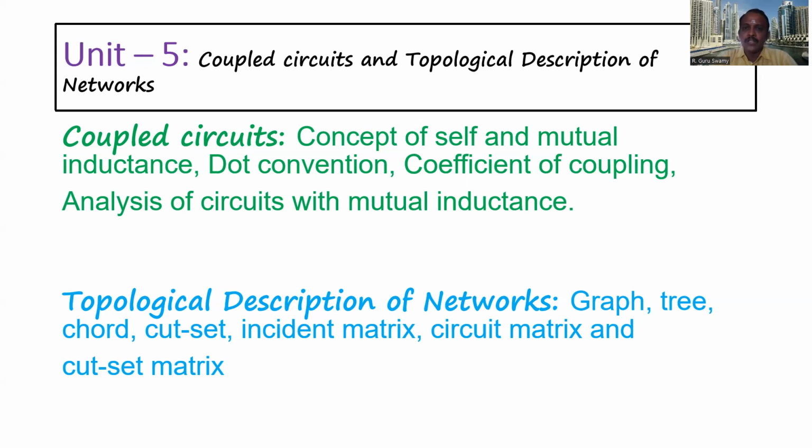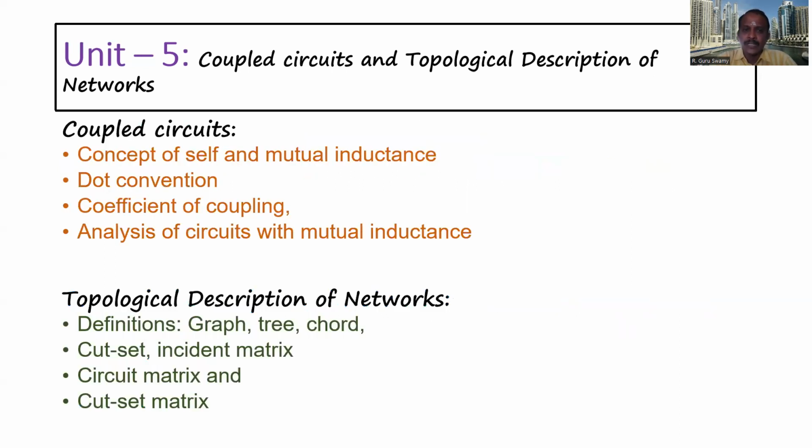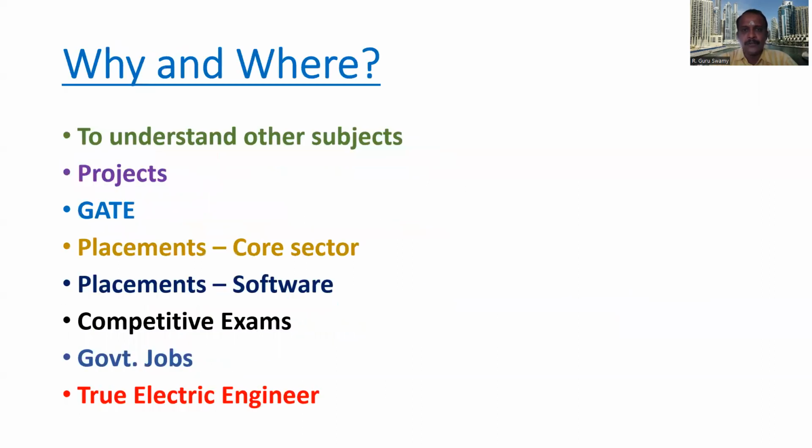So in unit 5, you study magnetism as one part and topology as another part. This is all about unit 5, and this is how I have sorted it in a better way.